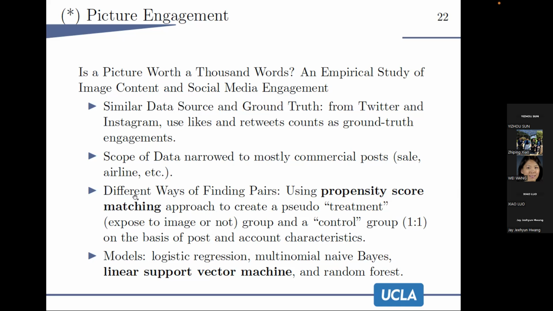But the interesting part about this is that they have a different way of finding pairs. As they claimed in their paper, they used the propensity score matching approach to create a pseudo treatment group and a pseudo controlled group. They matched one-on-one on the basis of post and account characteristics, finding posts that have similar features, and they use the propensity score.